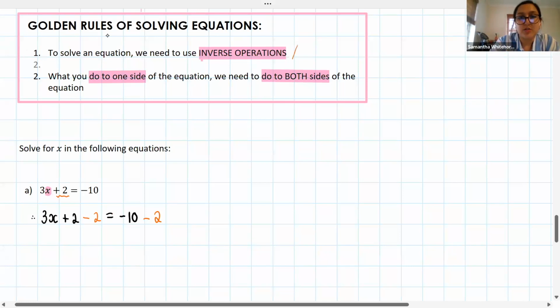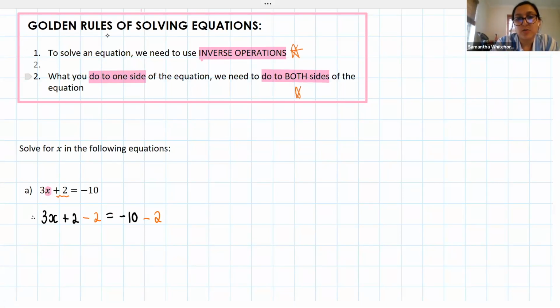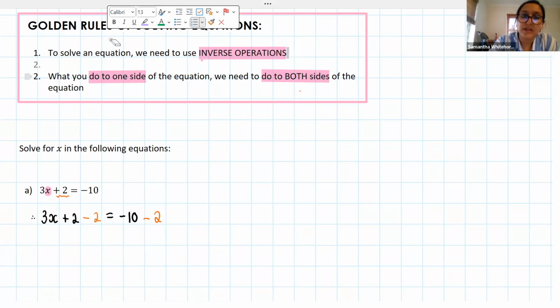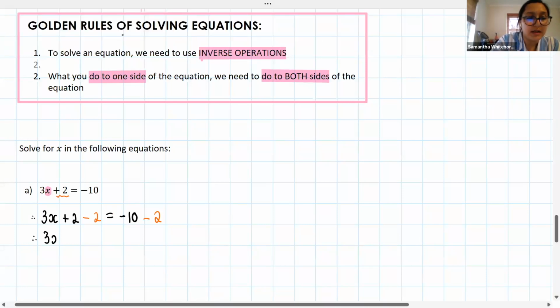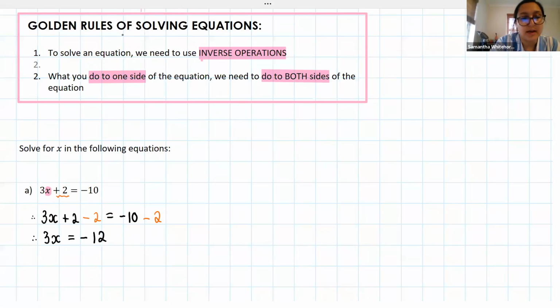So this goes back to the inverse operations and goes back to what we do on one side, we do on both sides. If I'm going to subtract 2 on the left, I need to subtract 2 on the right as well. What that does is it then leaves me with 3x on the left-hand side is equal to negative 12 on the right-hand side. Now, like I said, if you're happy to skip from the original question to that step, awesome. You don't have to do the step with the orange minus 2.